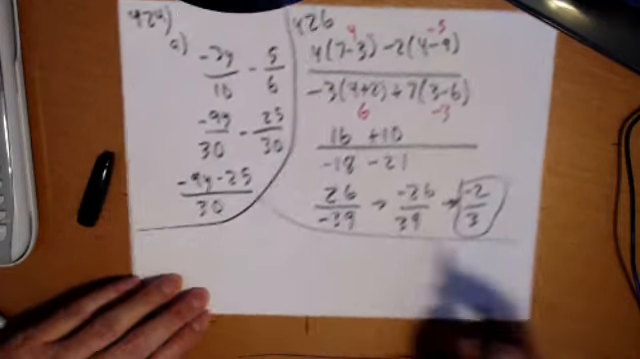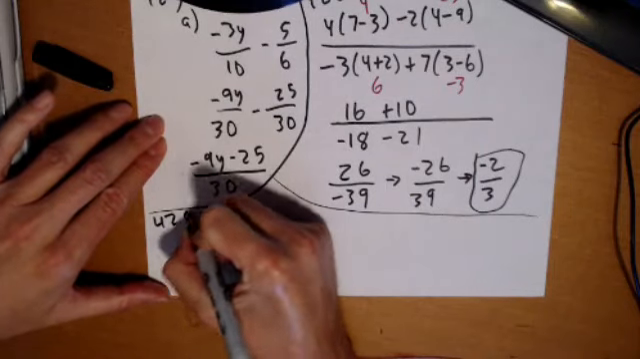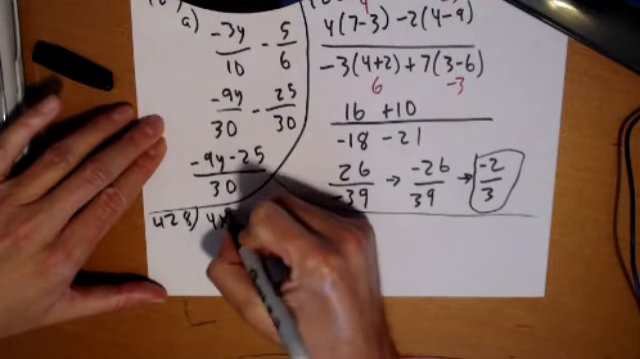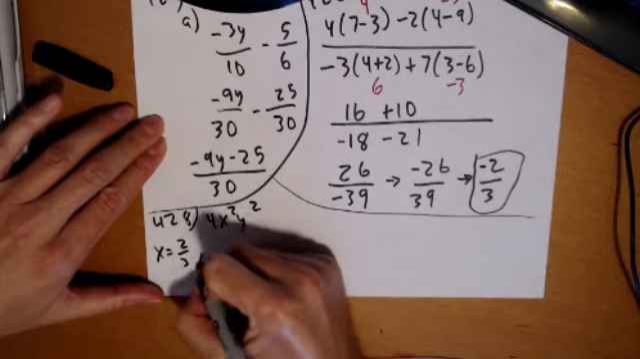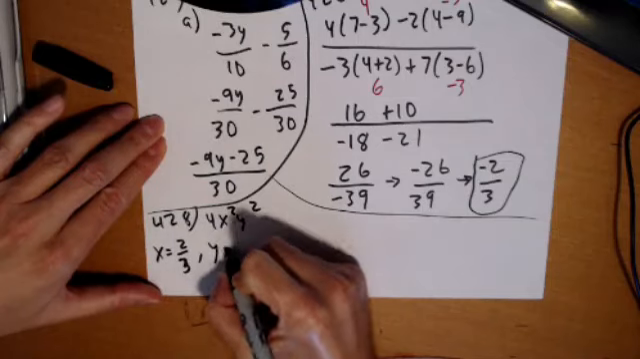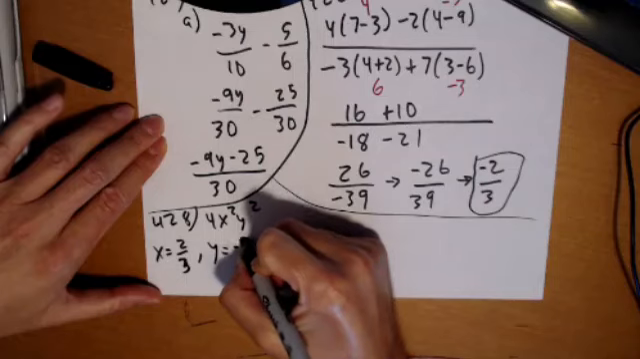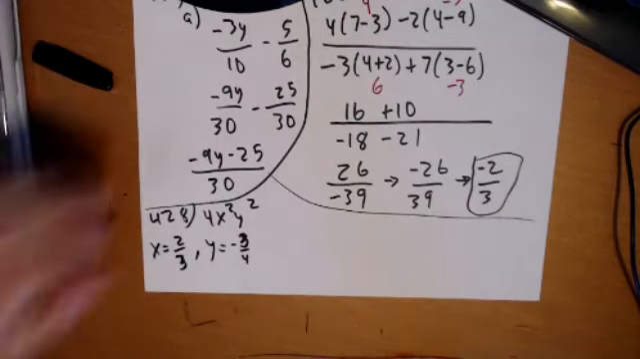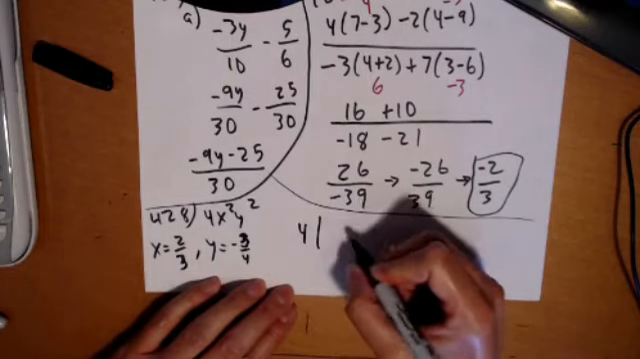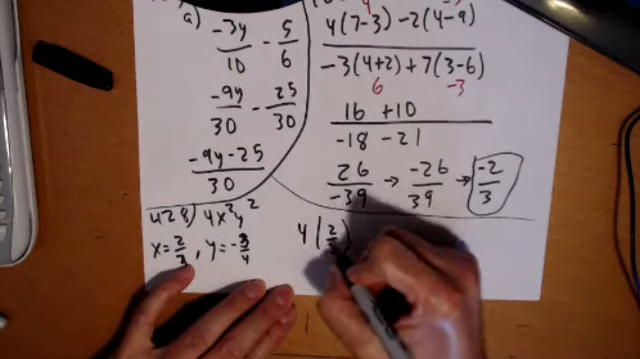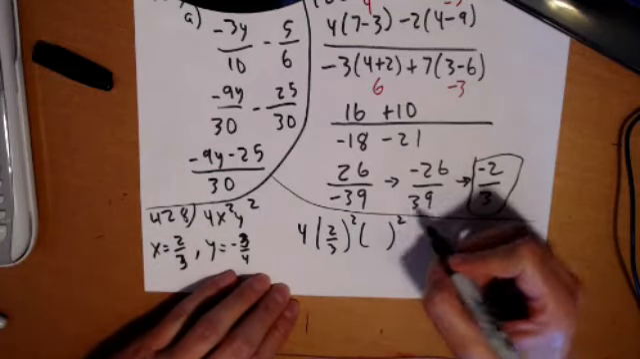428. Is there enough room down here? We shall find out. They want you to figure out 4x squared y squared when x is 2/3 and when y is equal to negative 3/4. Okay, so that's going to be 4 times 2/3 squared, and then y squared, where y is negative 3/4.